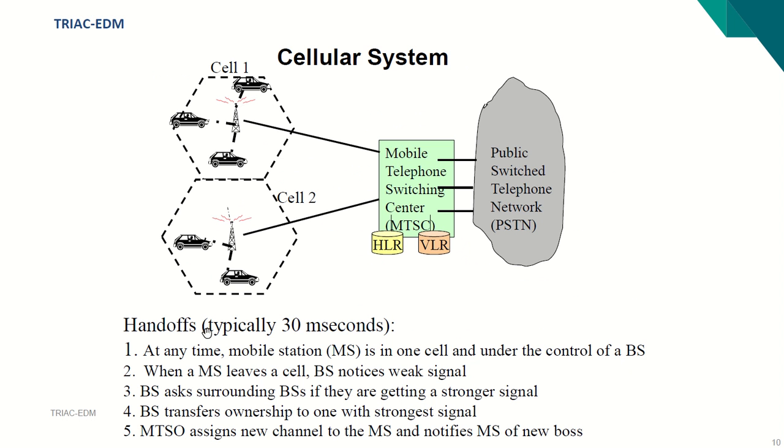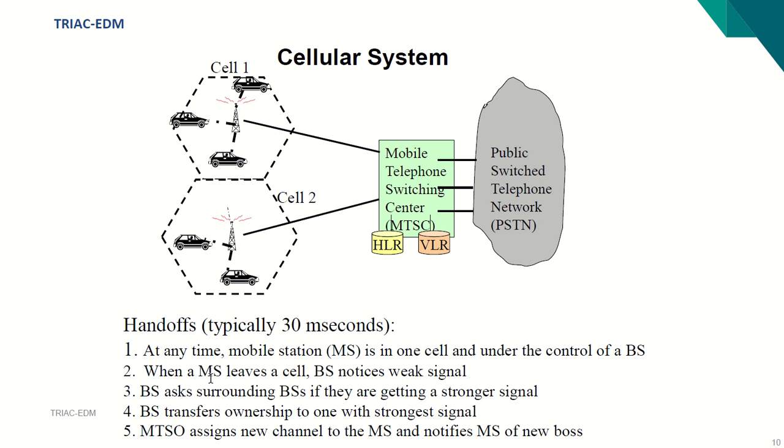So handoff, handoff. At any time, a mobile station is in one cell and under the control of a BS. It has to be this way. It's not like a mobile device is moving along. If it's moving along, then no one is going to get connected with it, right? So, a mobile station is under the control of a base station.